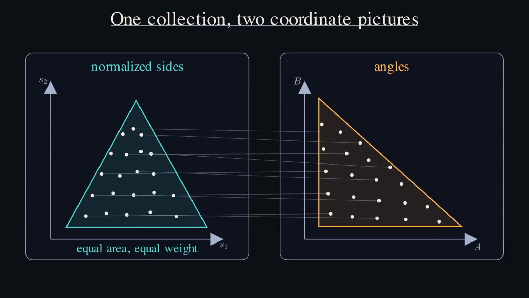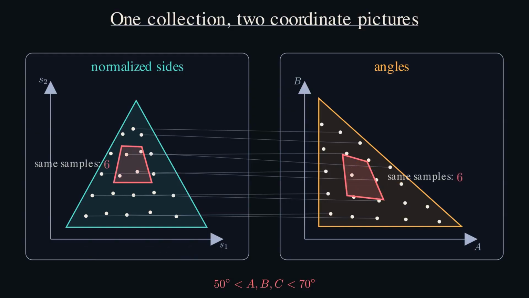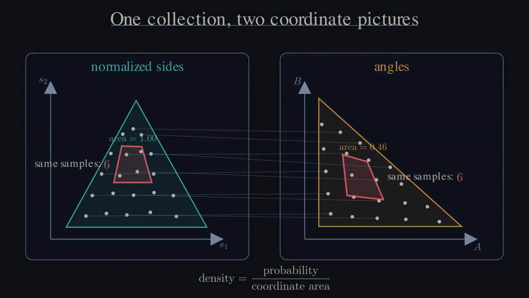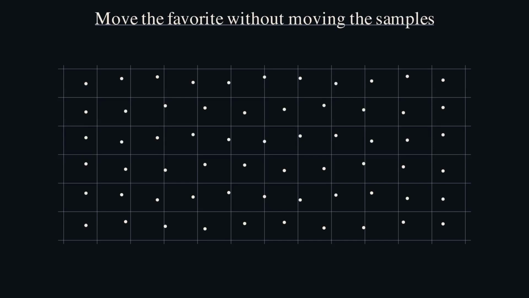That sounds like probability has become arbitrary, but the probabilities of actual sets never changed. Pick a concrete collection, say, all triangles with every angle between 50 and 70 degrees. Whether we describe those triangles by sides, angles, or some warped pair of numbers, the chance of landing in that collection is identical. What changes is the drawn area of the collection, and density is probability divided by that coordinate area. Shrink its picture, density rises. Stretch its picture, density falls.